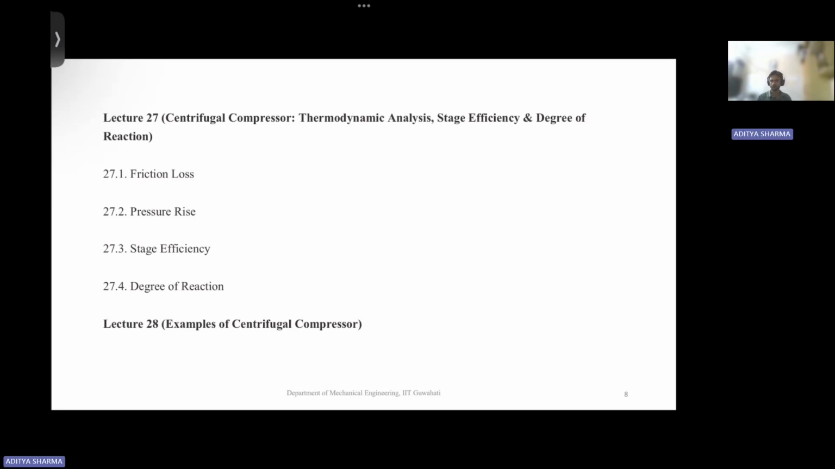Okay, so we can continue with our session. Lecture number 27 we have with us. So here we have friction loss, pressure rise, stage efficiency, then degree of reaction.